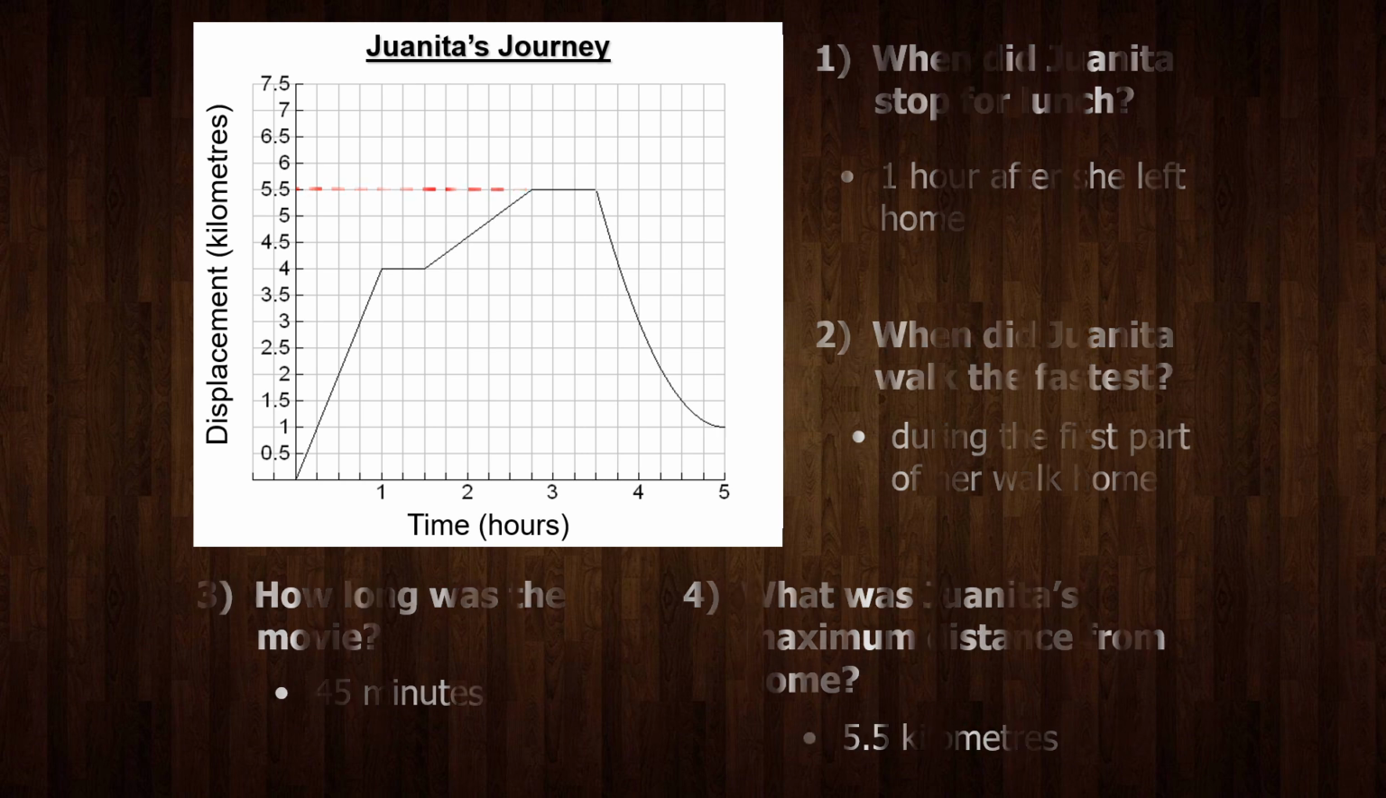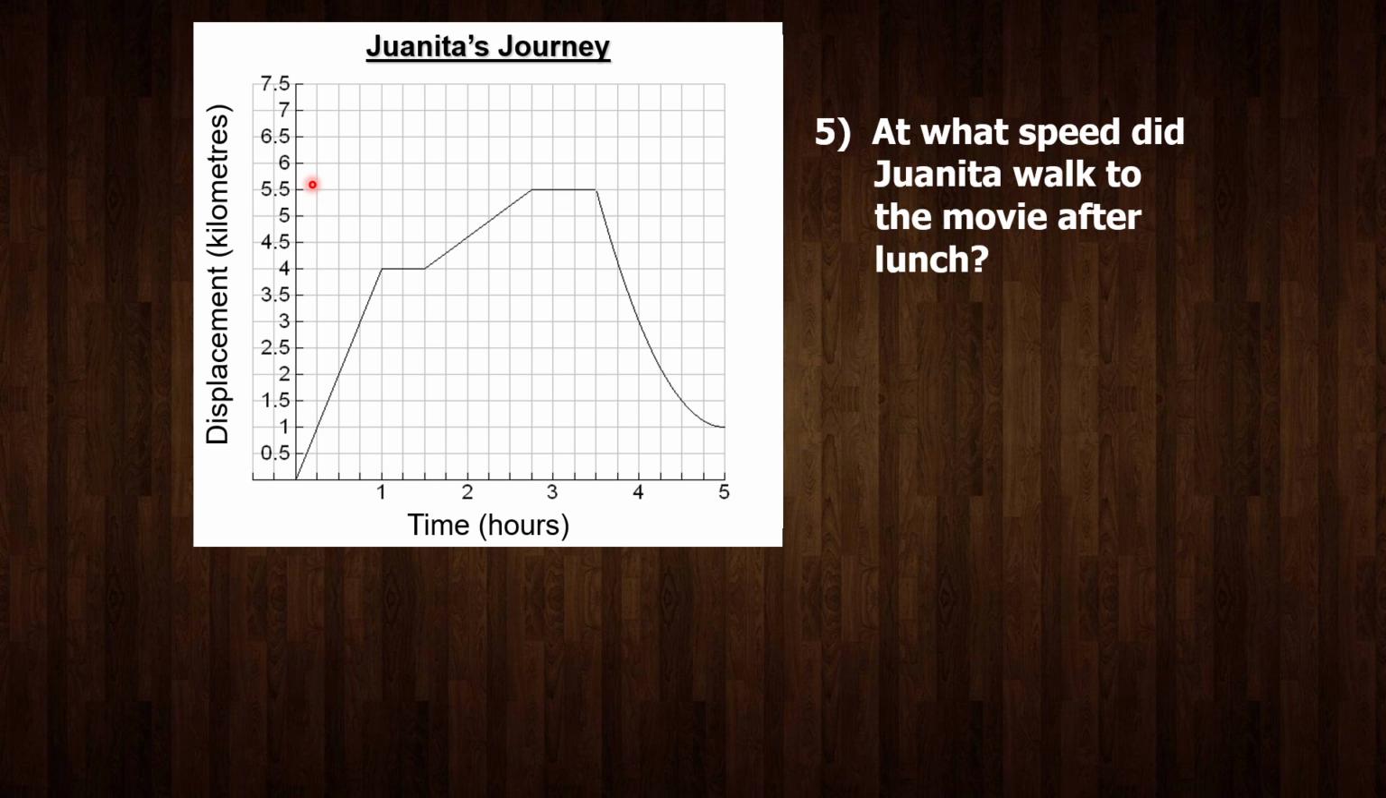Okay, moving on. At what speed did Juanita walk to the movie after lunch? Well, we know that she walked here, stopped for lunch, and then after lunch, she walked to the movie. Now, we want to find the speed at which she walked to the movie. Now, how do we measure speed? Well, we're measuring displacement in kilometers here, and we're measuring time in hours here. So if we look at this part of the graph, we want to find out how many kilometers per hour she is traveling.